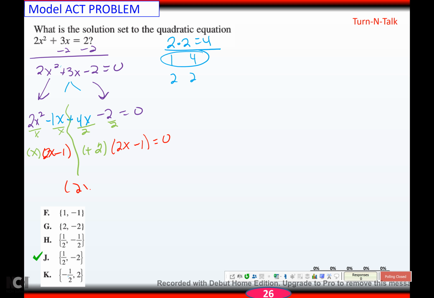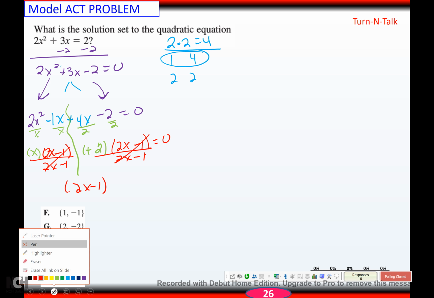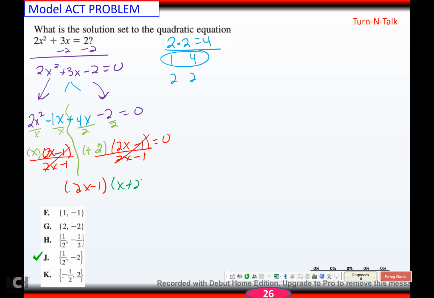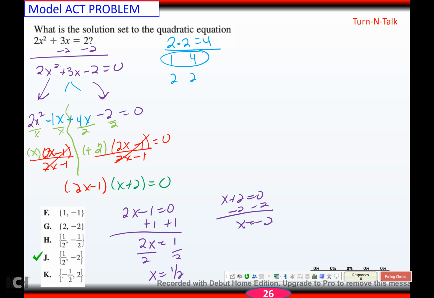GCF again by the matching binomial to get what's left. Divide. And my factored form is 2x minus 1 times x plus 2 equals 0. Now, you haven't solved it, you just factored it. So now I have to set my factors to 0 and solve. So 2x minus 1 equals 0. Add 1. 2x equals 1. Divide by 2. x equals 1/2. Second one, x plus 2 equals 0. Minus 2 minus 2, x equals negative 2. So my two solutions are positive 1/2 and negative 2.